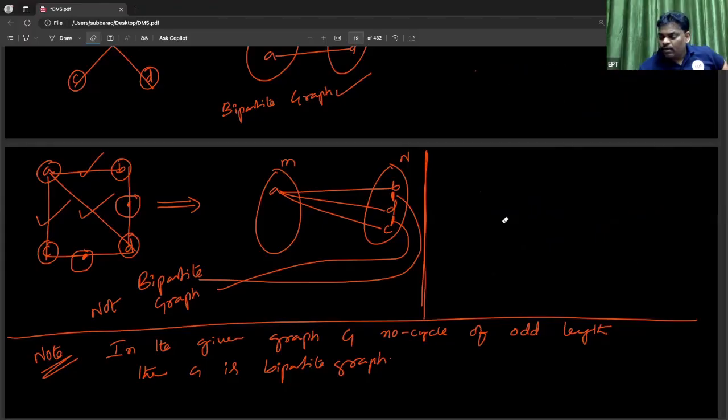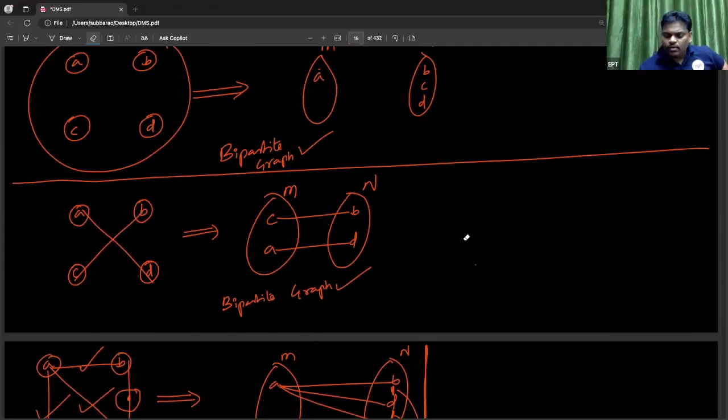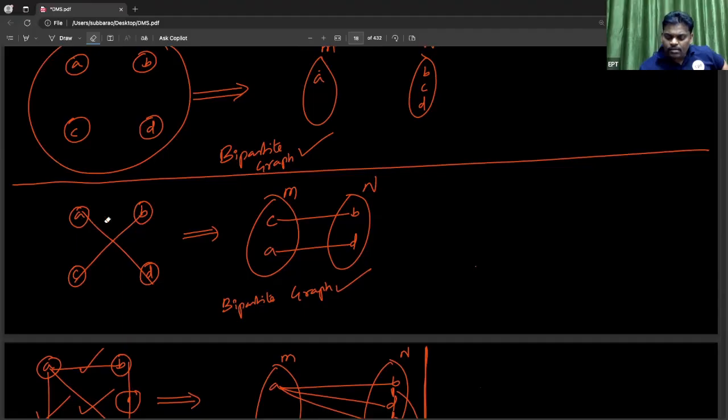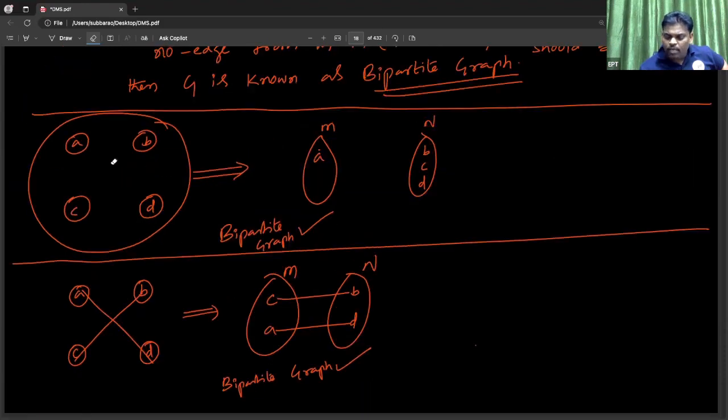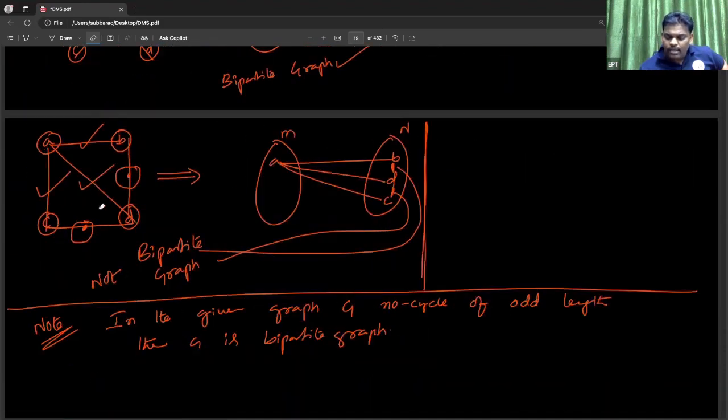If anyone has any doubt, can you go over the diagram? See this one. Is there any odd length cycle? See the graph, the given graph. Odd length cycle, no. Then it is a bipartite graph. See this one, odd length cycle, no. Bipartite graph.